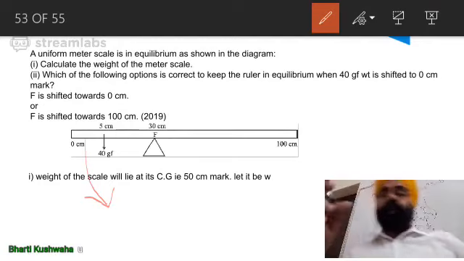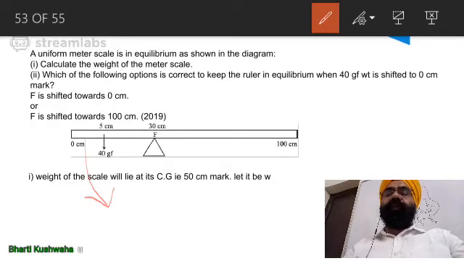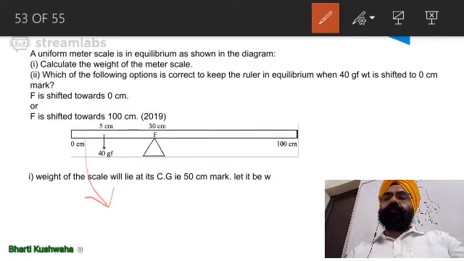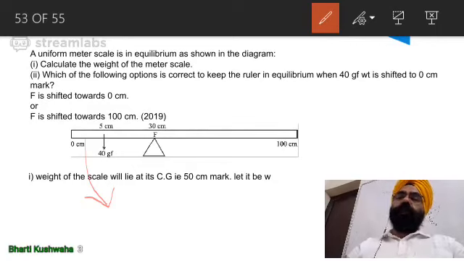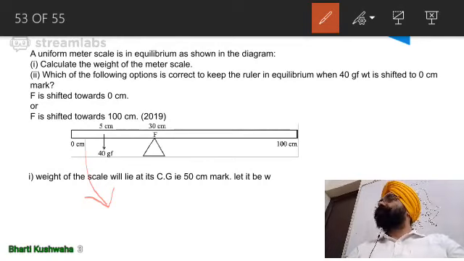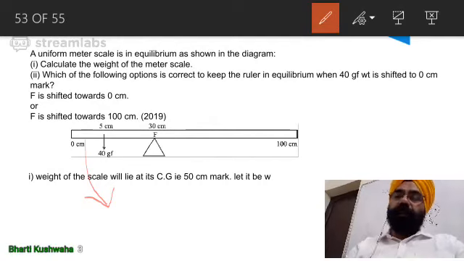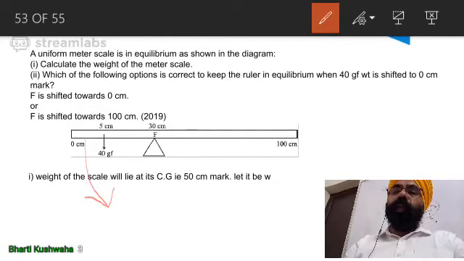As time is already up, we are 3 minutes over time, but I'll finish it. One more question, I finish it. Quickly answer. What is creating the clockwise moment? No answers? Okay, I gave it. It is the weight of the meter scale.